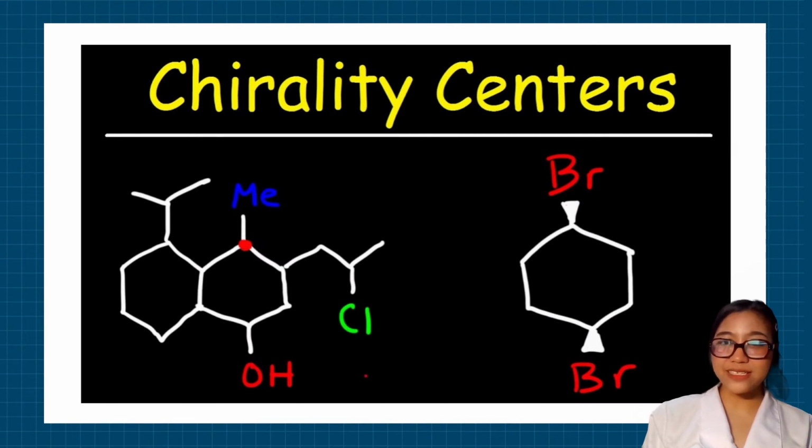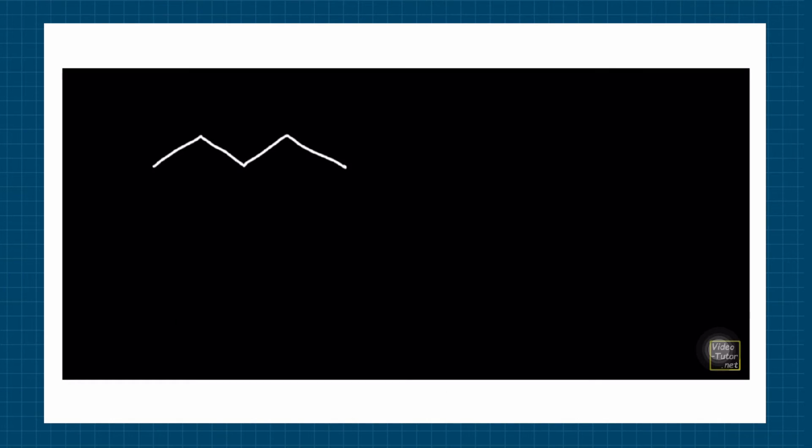This slide provides a visual aid for finding chirality centers. Chirality centers, also known as stereocenters, are crucial for understanding stereoisomerism. The attached video link provides a more in-depth explanation on how to identify these centers within molecular structures. In this video, we're going to focus on finding chirality centers.